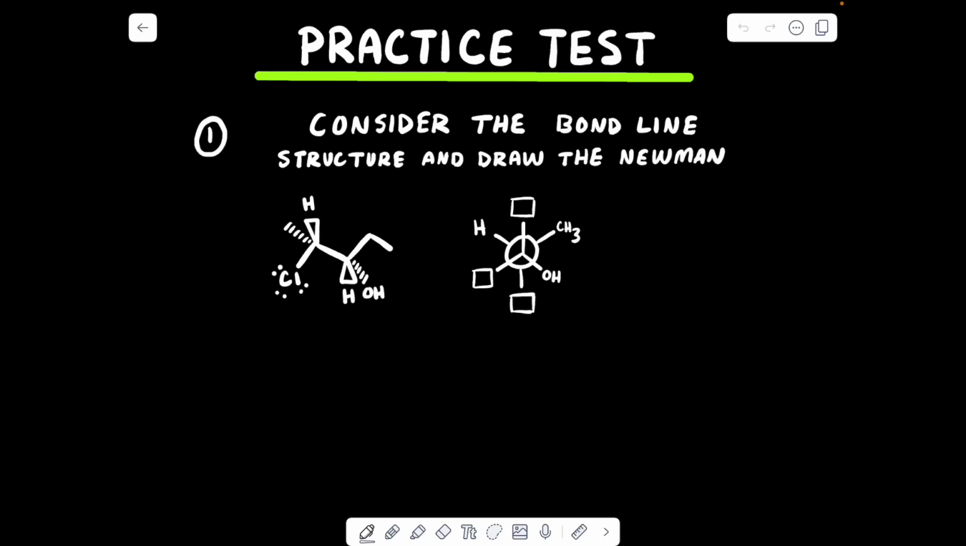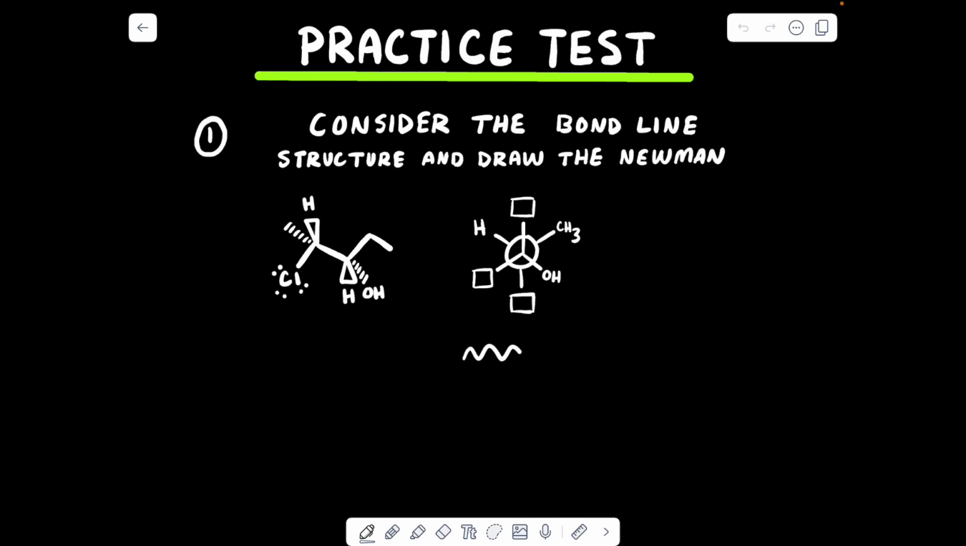Today I thought I would go over a little practice test that I made that covers drawing Newman projections, resonance, chair diagrams, IUPAC naming, and I also touch a bit on stability and naming alkenes. So the first question says, consider the bond line structure and draw the Newman.